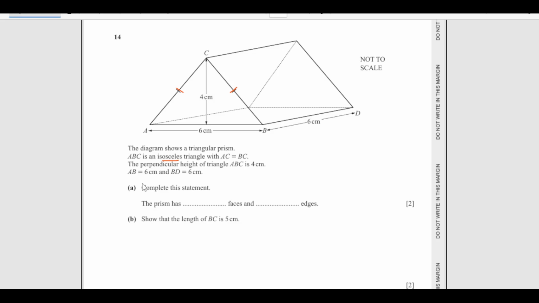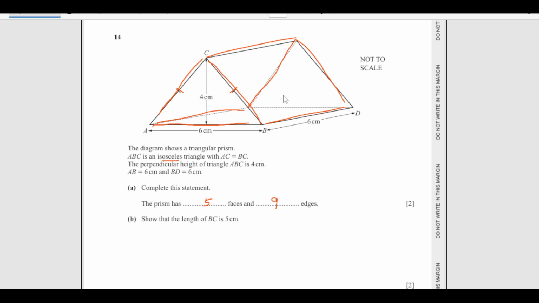Okay, complete the statement. The prism has dash faces. You can see 2 triangular faces and 3 rectangular faces. So total is 5. And the edges are all these sides, right? 1, 2, 3, 4, right? It's on the top triangle. 5, 6, then 7, 8, and this one 9. All these are the edges, so 9 edges.